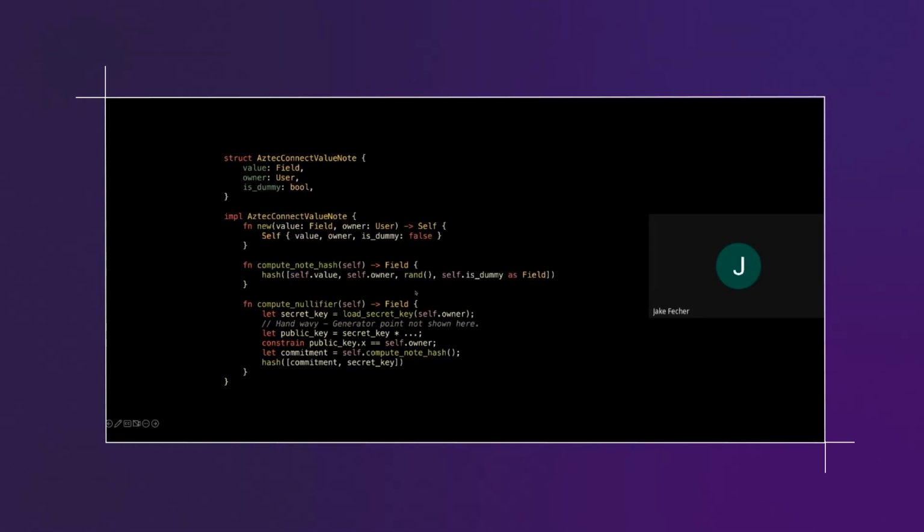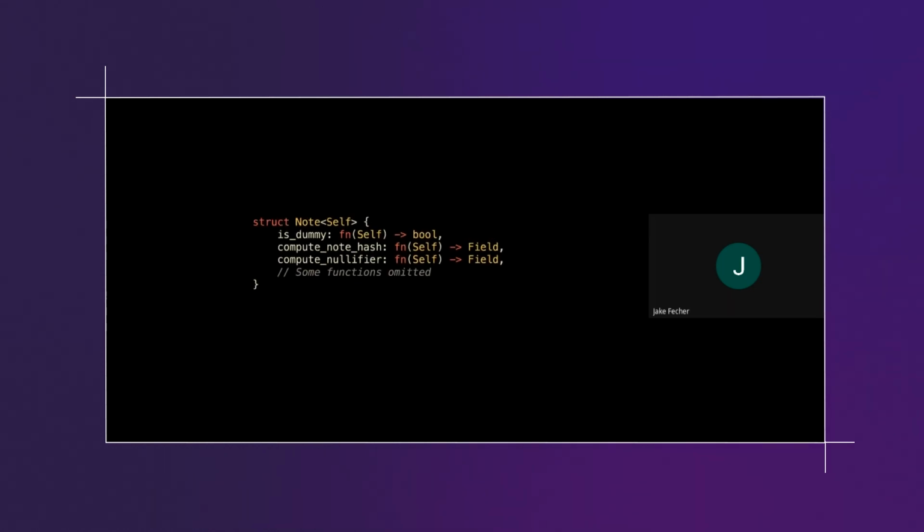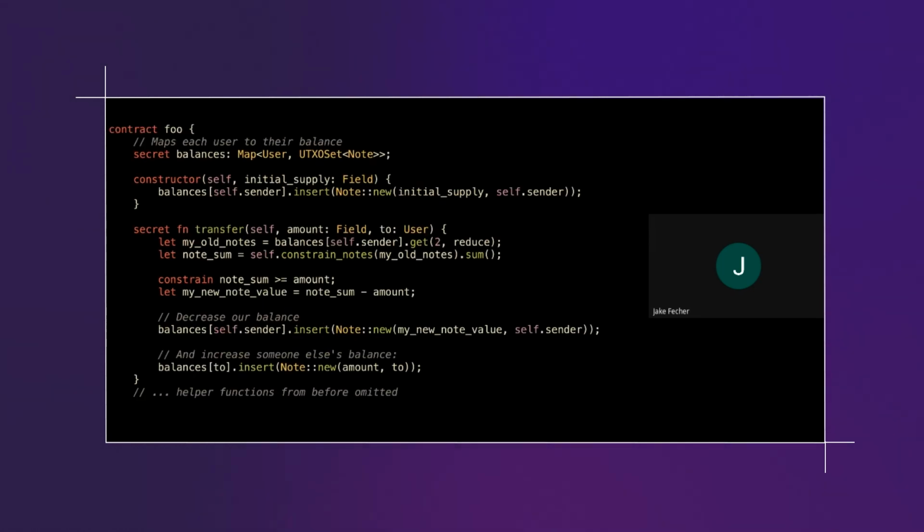Let me go back to the transfer function. I believe the answer may be because this is a UTXO set rather than just a UTXO, but I could be wrong on that. I might have to defer to Mike for that one because I just took this example from the document, so I'm not exactly sure on the precise reasoning.